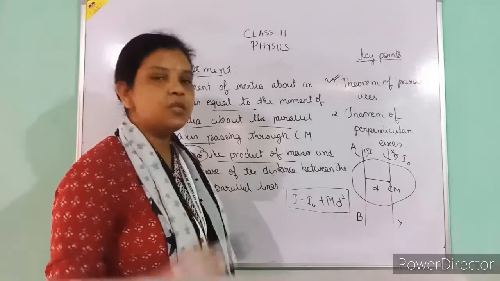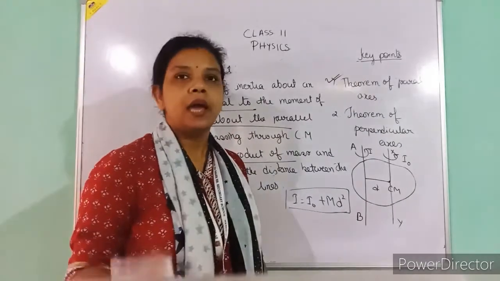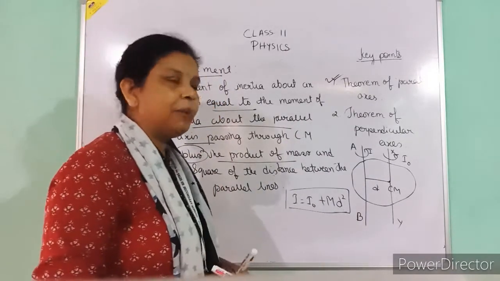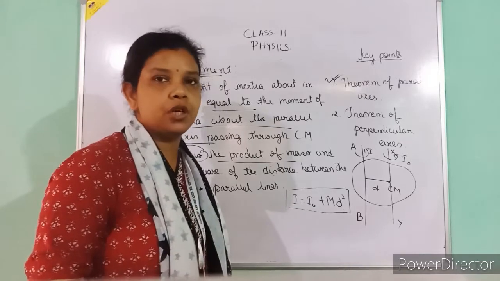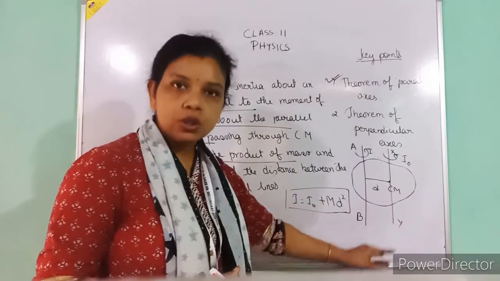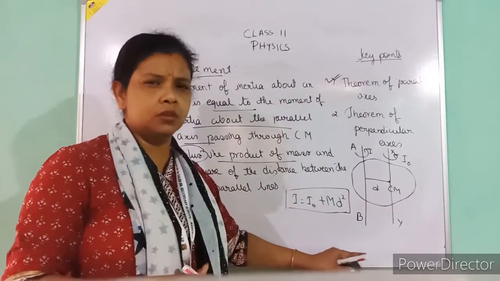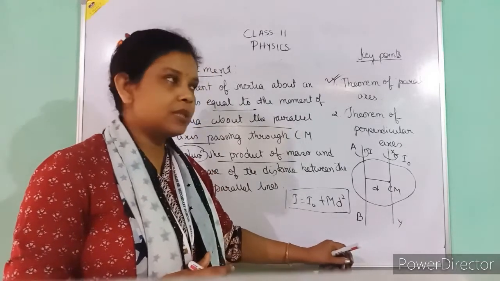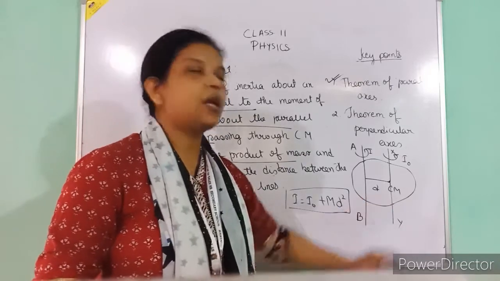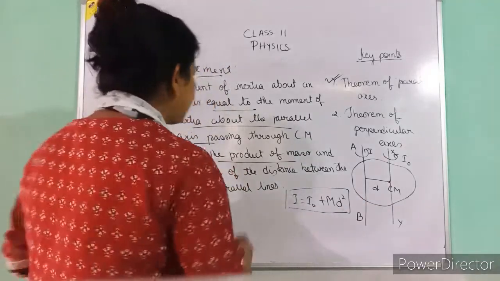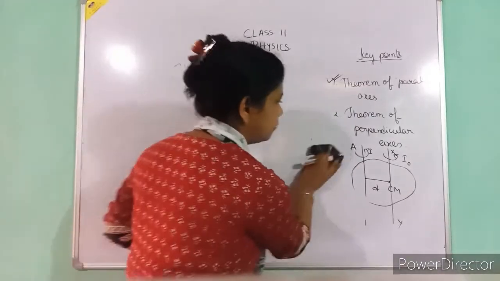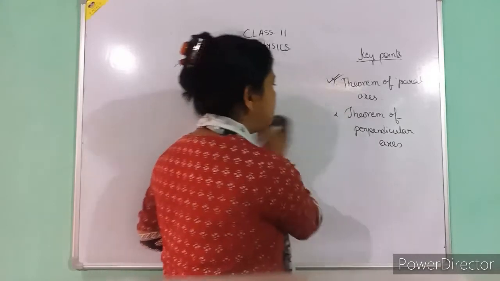Hope it is clear. We have to find the moment of inertia about an axis, and that will be equal to the moment of inertia about an axis which is parallel and passing through the center of mass, plus the product of the mass of the body and the square of the distance between the two. So that is the statement of the first theorem, the theorem of parallel axis.